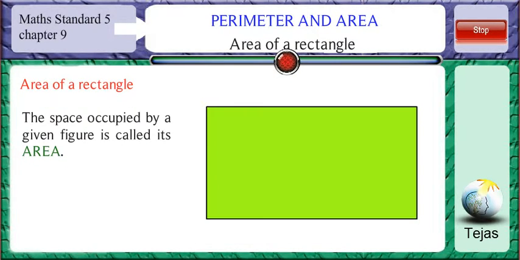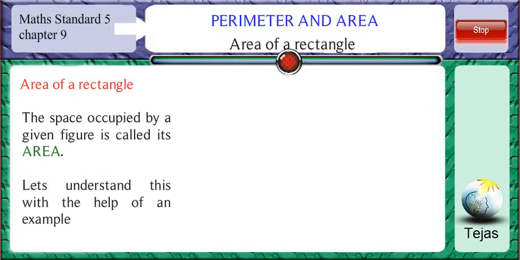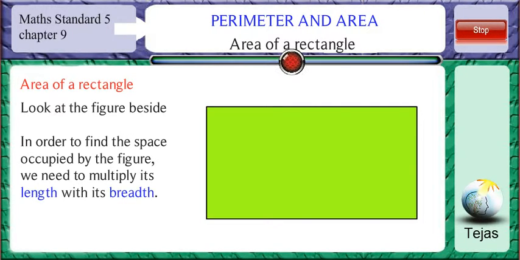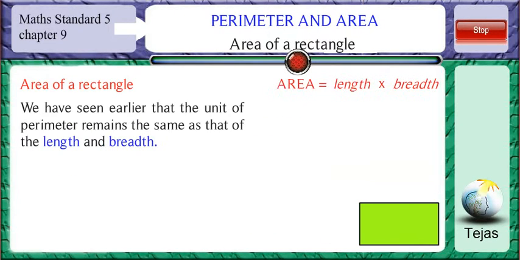The space occupied by a given figure is called its area. Let's understand this with an example. Look at the figure beside. In order to find the space occupied by the figure, we need to multiply its length with its breadth. So, area is equal to length into breadth, which is LB. We have seen earlier that the unit for perimeter remains the same as that of length or breadth.